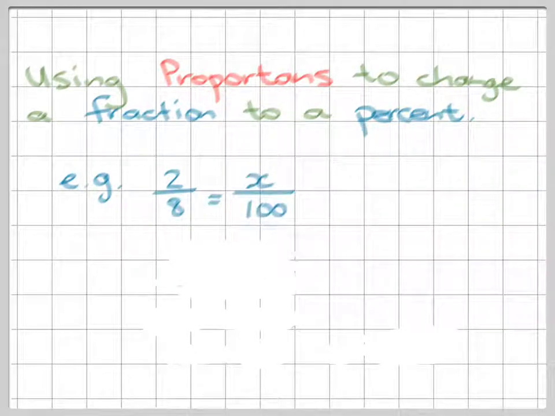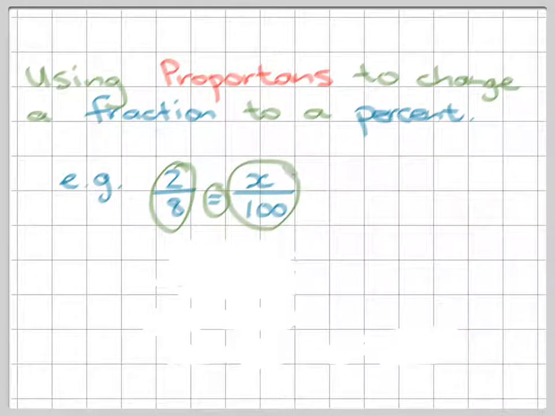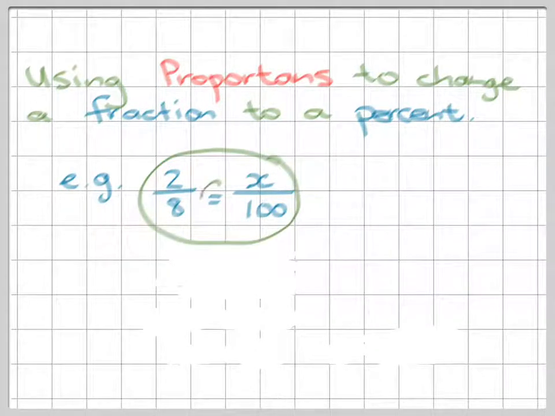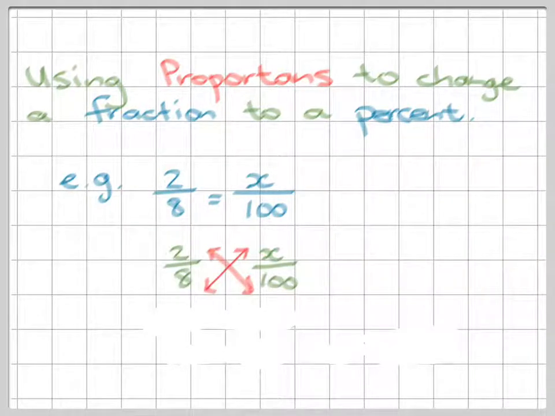We're going to say 2 over 8, which is our fraction, is equal to x over 100. 100 being the denominator of our percent, because remember, anything over 100 is the percent. Okay. So there's our proportion. It's set up, which means we now have an equation here, but because it's a proportion, we are going to be using the cross multiply.